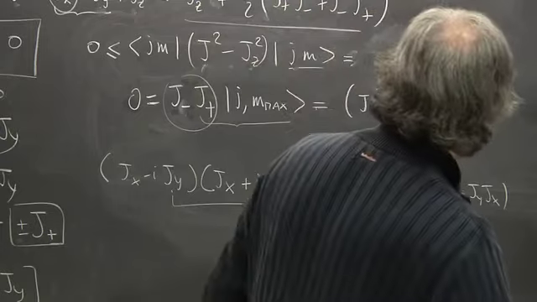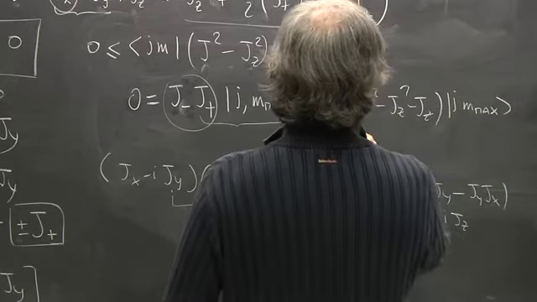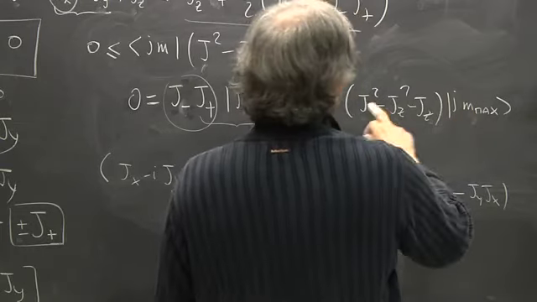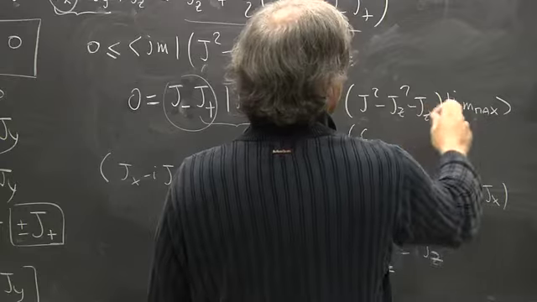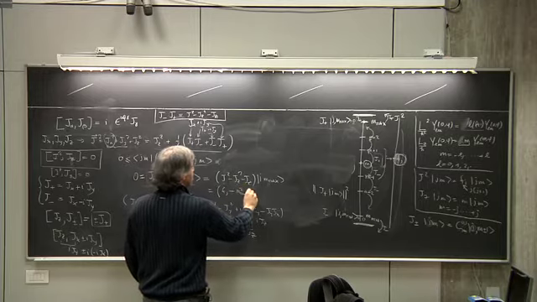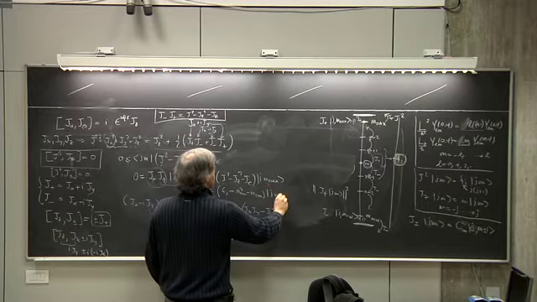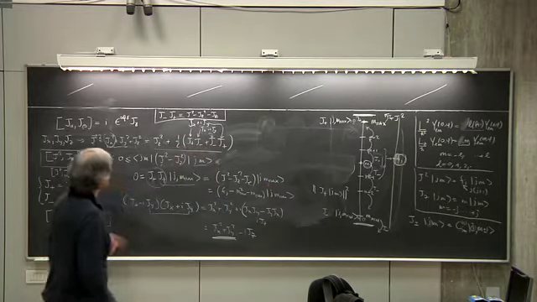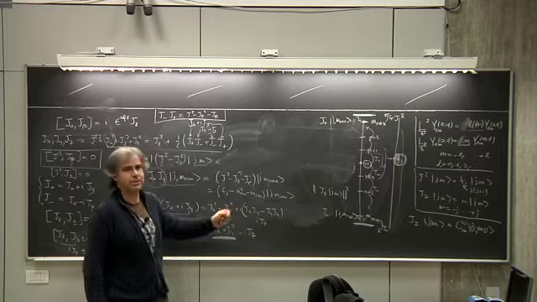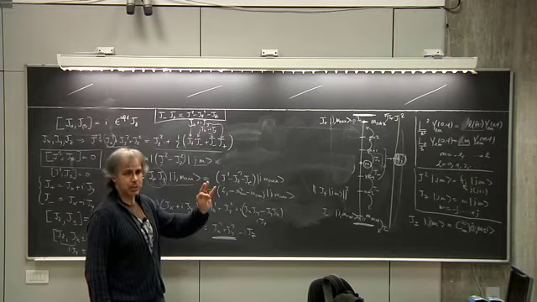And here I get immediately, when I operate on |j, m_max⟩, these are all eigenstates, all eigen operators of this object, right? This one has fj. This one gives me minus m_max squared. And this one gives me minus m_max times |j, m_max⟩. But this must be 0. But this is a state. So how can a state be 0? The prefactor must be 0. Okay? And now, finally, I have cornered down what fj must be.